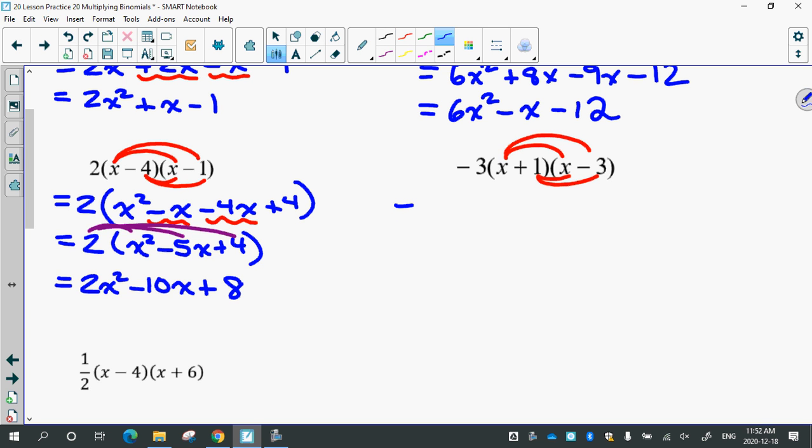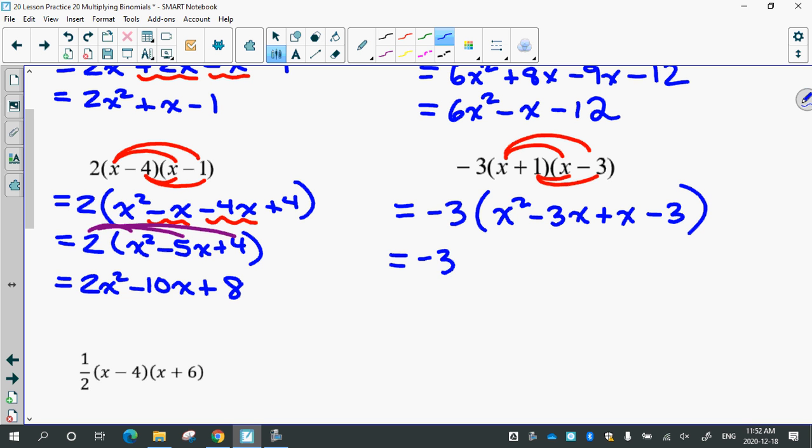So you put your equals and then your negative 3, start a bracket, and x times x is x squared. X times negative 3 is negative 3x. Positive 1 times x is positive 1x, or just positive x. Positive 1 times negative 3 is negative 3. Okay, so that should be your first line.